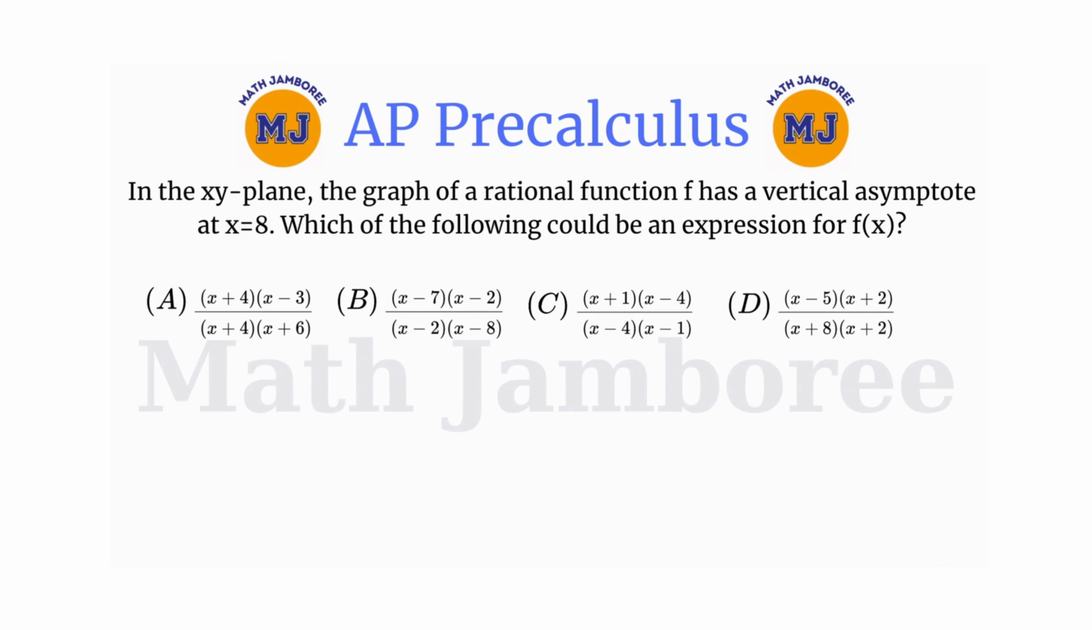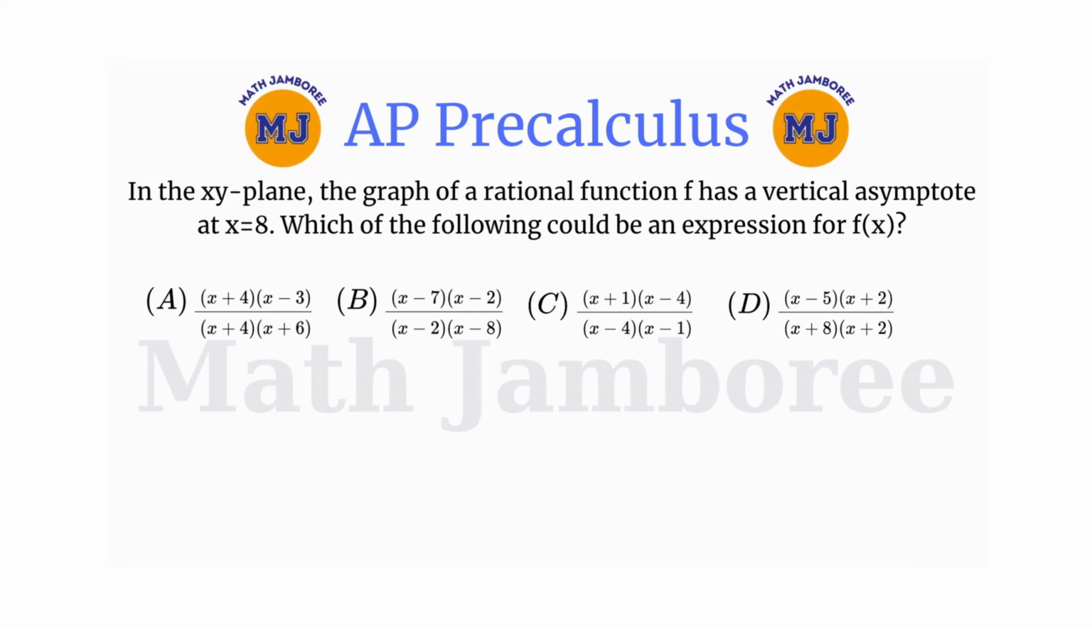In this video, we have another AP Precalculus type of question from the topic of rational functions and vertical asymptotes. Let's solve it together. In the xy plane, the graph of a rational function f has a vertical asymptote at x equals 8. Which of the following could be an expression for f of x?